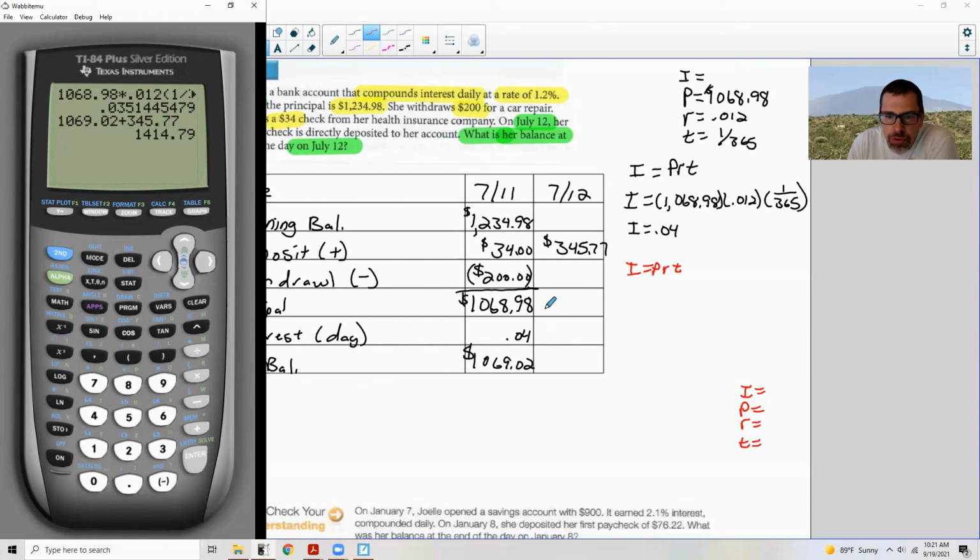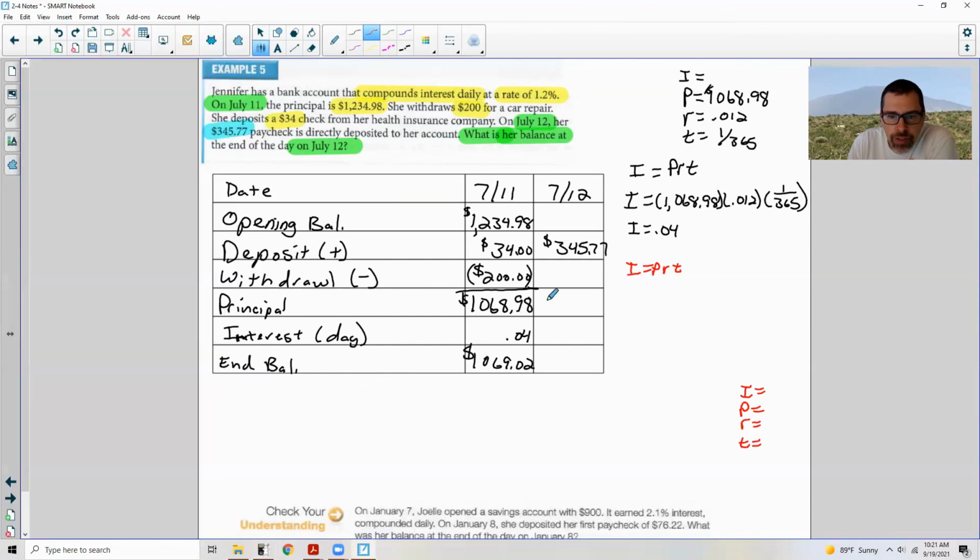Okay, so that's going to be the principal used to compute interest, 1414.79. So that will go here. That is our new principal amount with the interest from the day before and today's deposit. So it's $1,414.79. The interest rate is still 0.012, and the time again is 1/365. So we write I equals 1414.79 times 0.012 times 1/365.